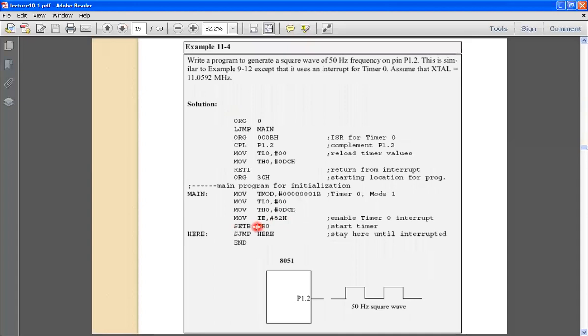Then start the timer. Simultaneously you just wait until the TF flag is set or not. Then SJMP here. When the status of the timer flag changes from 0 to 1, it stops executing its tasks and jumps to the vector table. So this is the interrupt vector table when TF is equal to 1. Then it starts, as we are using timer 0.